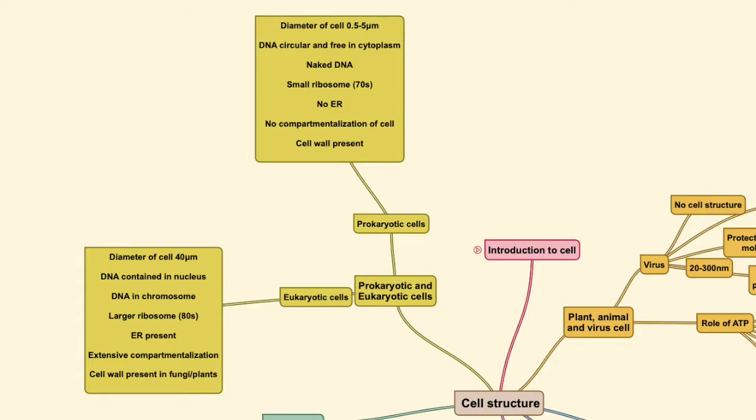For eukaryotic cell, the diameter of the cell is 40 micrometer. The DNA is contained in the nucleus, DNA in the chromosome, larger ribosome, ER is present, extensive compartmentalization, cell wall present in the fungi or plants. So prokaryotic cells are usually for virus, bacteria, something like that. Eukaryotic is mostly for animal, plants, and so on.